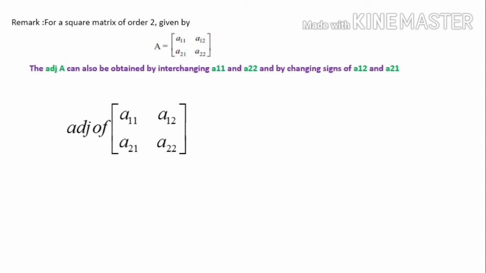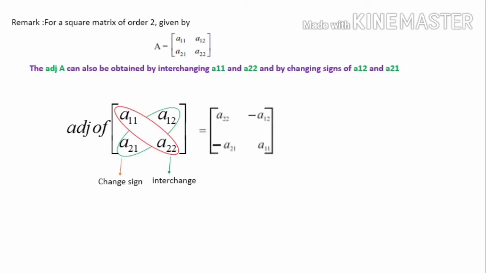So let's visualize adj of matrix A11, A12, A21, A22. What we have to write is, first we have to interchange the first diagonal, that is A11, A22. Next we have to change the sign of the second diagonal, that is A12, A21. After doing this we will get the result as A22, minus A12, minus A21, A11.